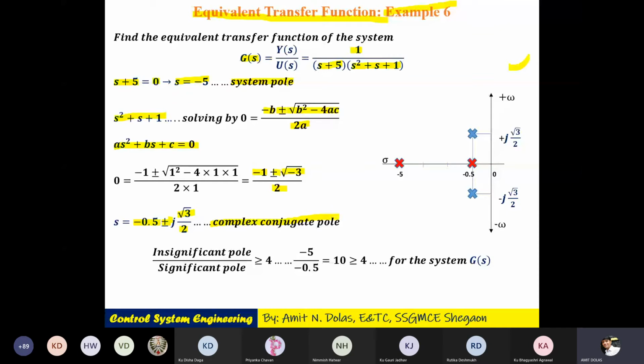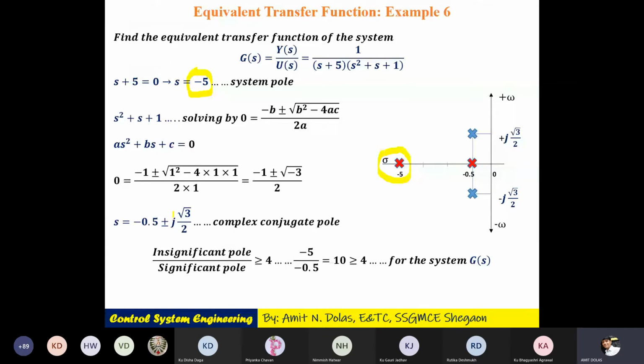Let's plot this here. Minus 5 is to be plotted. Here is minus 5. So I plotted minus 5 on the real axis, which is far away from the imaginary axis. Another real part, this minus 5 is plotted here.